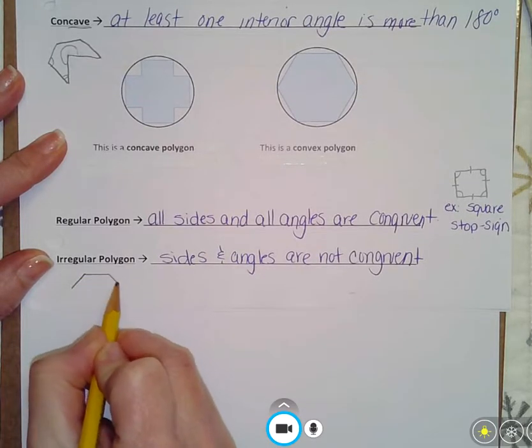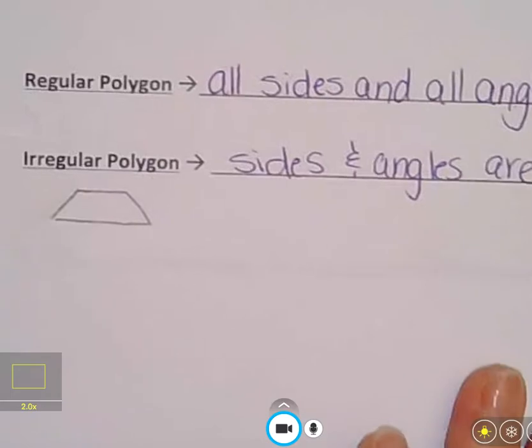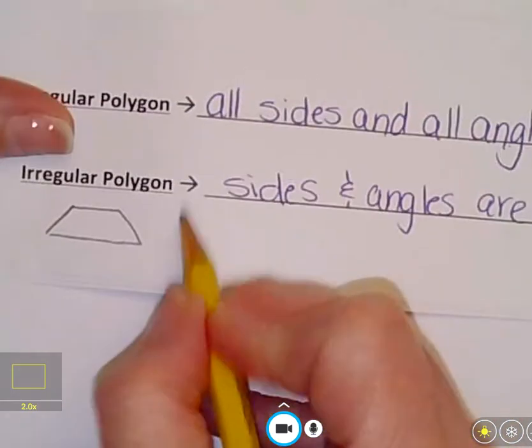So here is a trapezoid. Trapezoid, sides and angles are not congruent. Let me get some pictures in here. Okay, good. Then there's this picture.